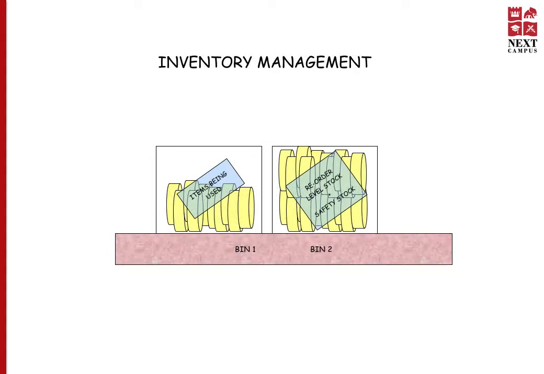A bin system would usually require two locations. Let's call these two locations bin 1 and bin 2. Bin 1 is a location from which items are issued, and bin 1 is replenished from bin 2, which holds the bulk of the items. And a reorder level and safety stocks are managed from bin 2.